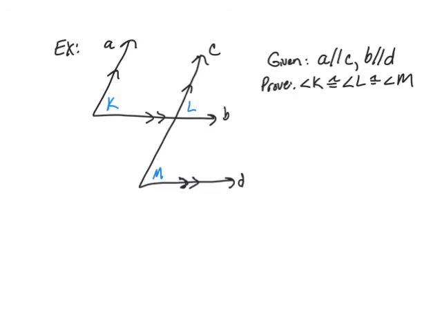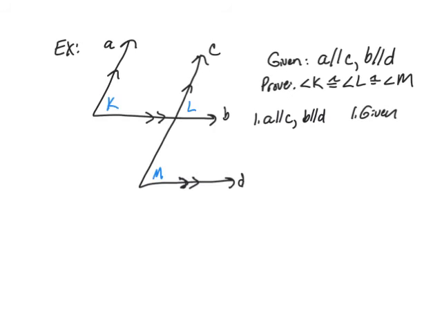Okay, and we're going to finish with one more proof here. Here we have overlapping kind of L-shaped lines, and we're given that A and C are parallel and B and D are parallel. So given that, I want to prove that these three angles are going to be congruent to each other. So we always start off by writing our given. So A is parallel to C, B is parallel to D, that's given.